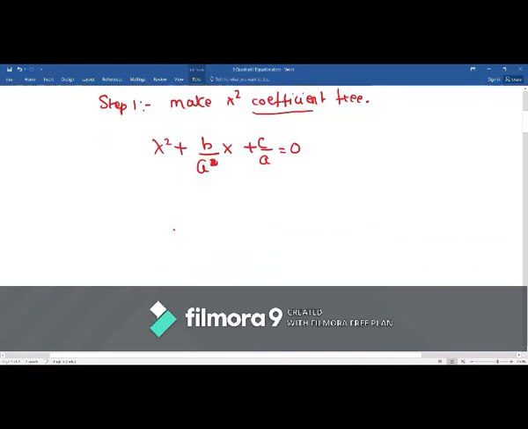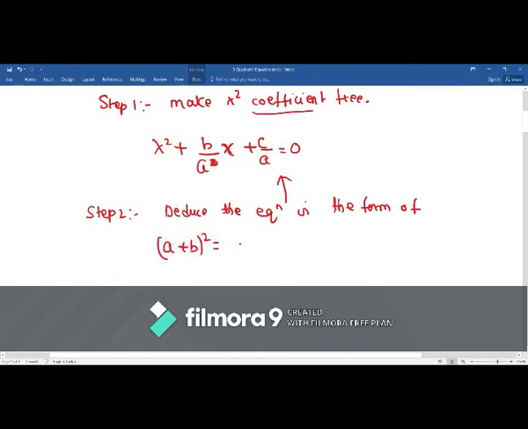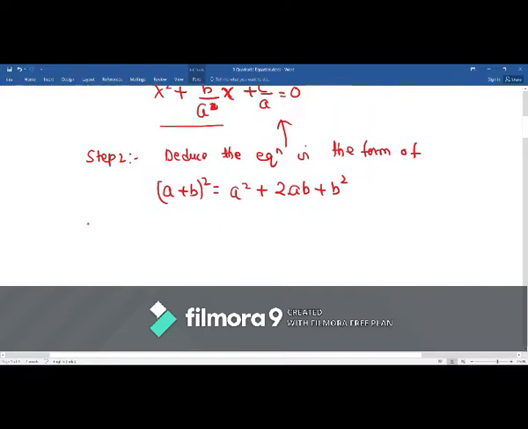Second step is to deduce the above equation in the form of a plus b whole square. What's the formula of a plus b whole square? It is a square plus 2ab plus b square. So try to deduce this equation in the form of this equation. We're gonna solve them. So x square plus b by a x plus c by a equals to 0.